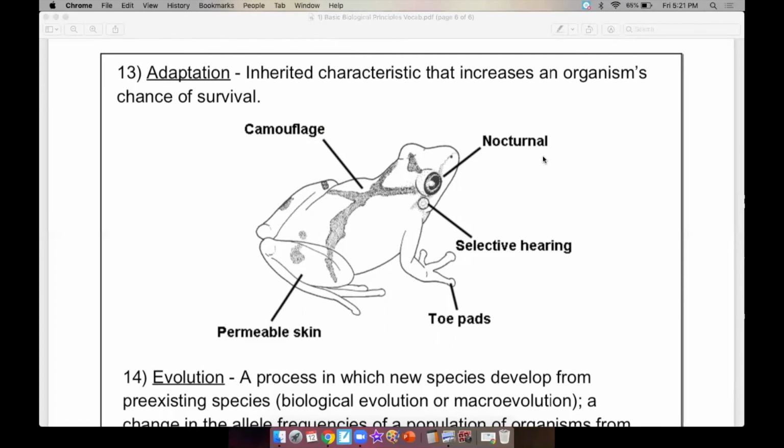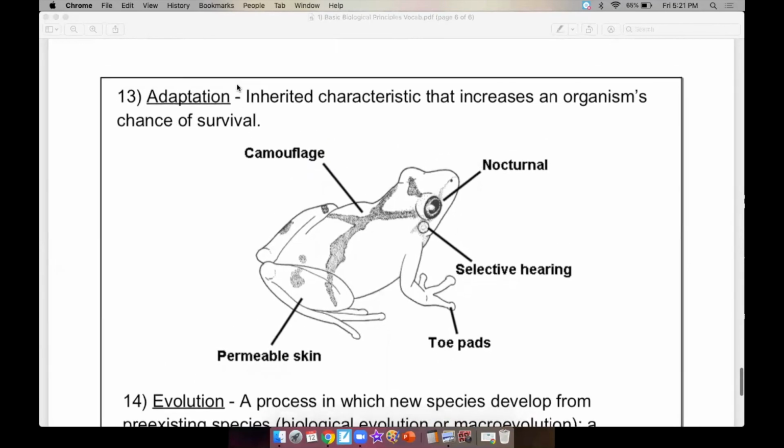But either way, adaptation has nothing to do with change. An adaptation is something that you are born with, an inherited characteristic, right? Something about your body that you are born with that increases an organism's chance of survival, that helps keep you alive, right?